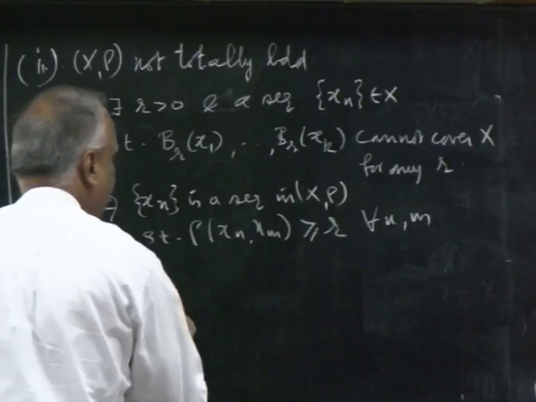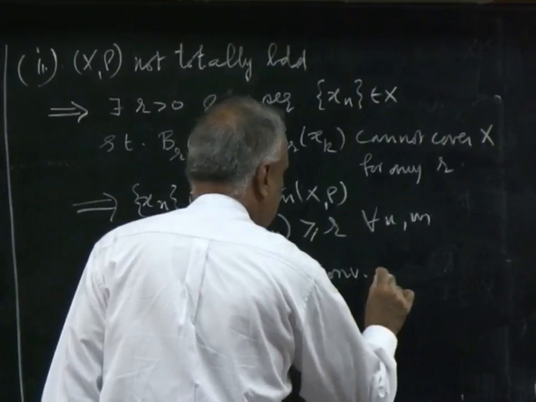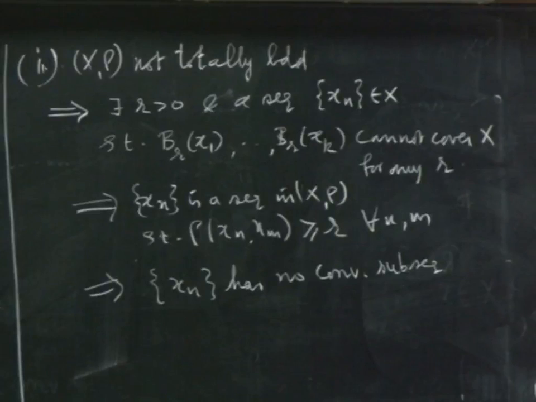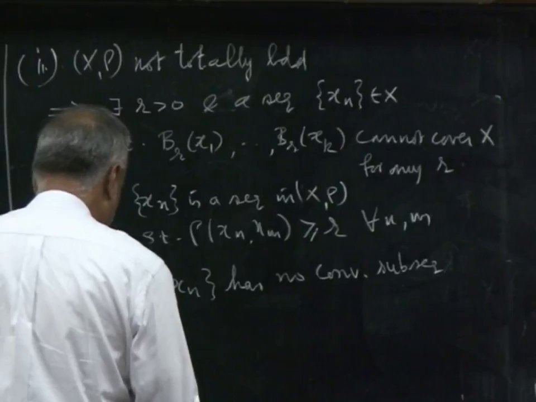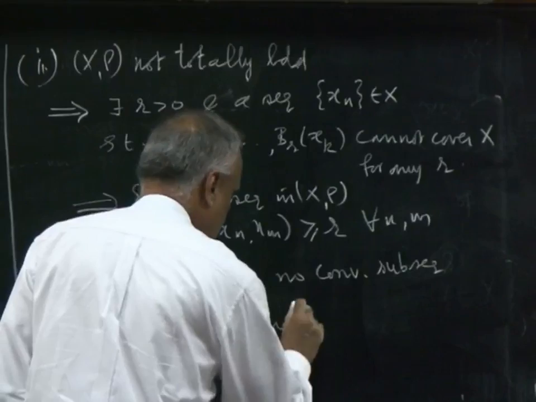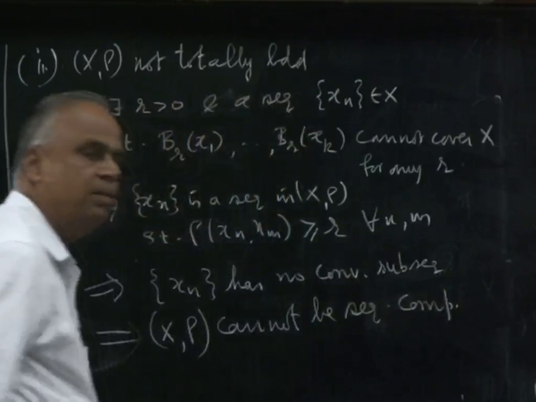Therefore X_r has no convergent subsequence. Because everybody, like Ashtagrahas, sitting in different directions, they don't want to meet each other. They don't want to come anywhere near each other. The force keeps them at a minimum distance r from each other. So they can't come closer, which implies X_r cannot be sequentially compact, because there is a sequence which has no convergent subsequence.